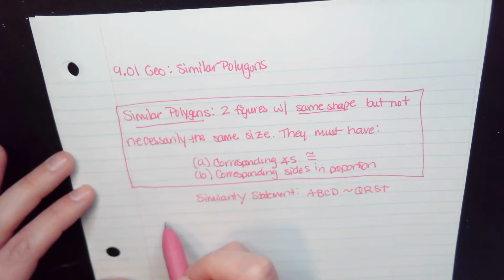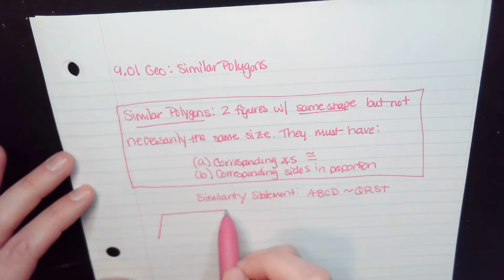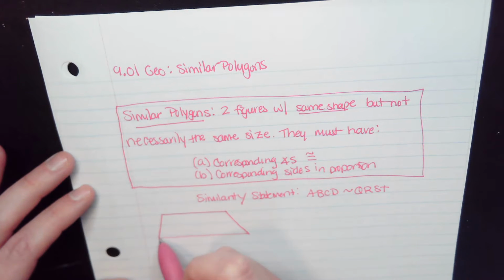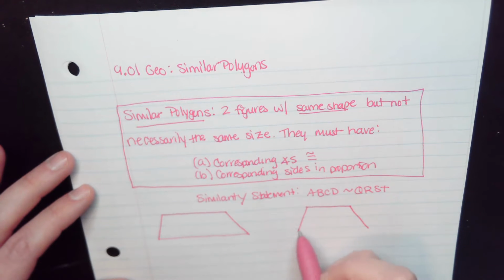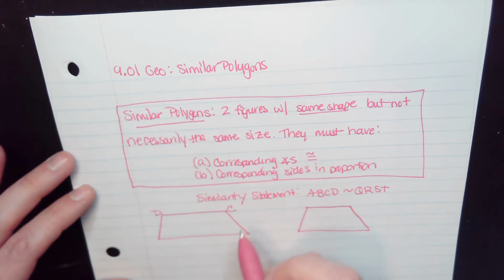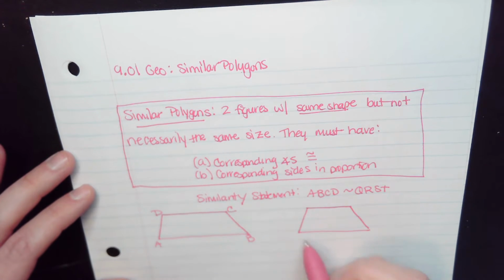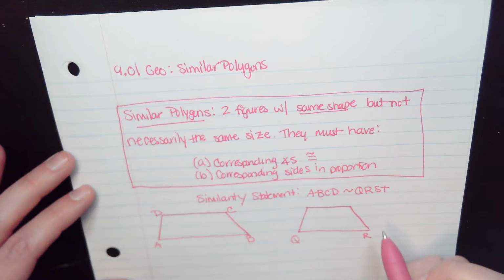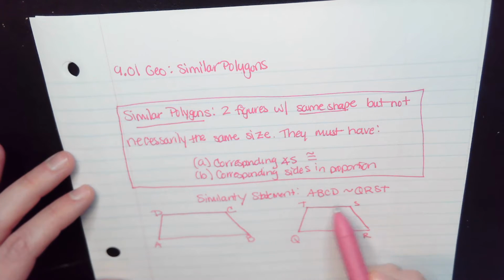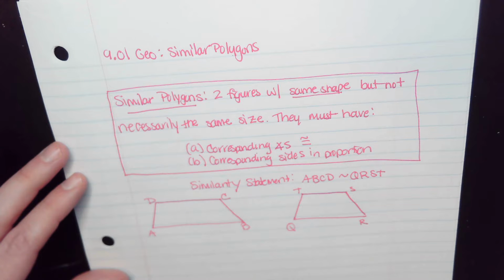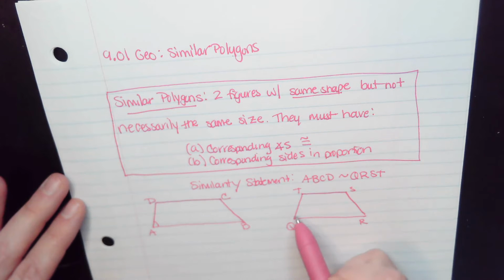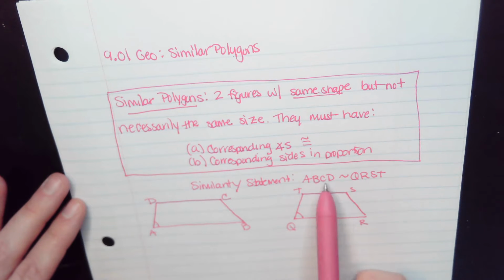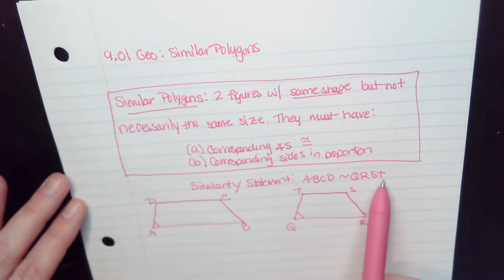And I'm also going to draw those quadrilaterals for you. And obviously not drawn to scale. And this is QRST. So what this similarity statement tells us right here is that we know angle A must be congruent to angle Q. B matches up with R, C with S, and D with T.